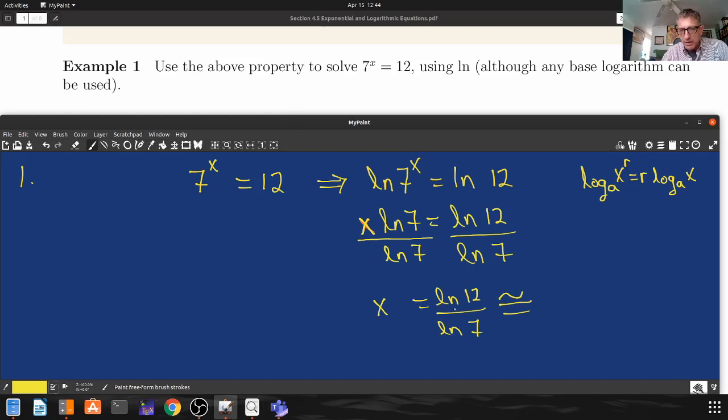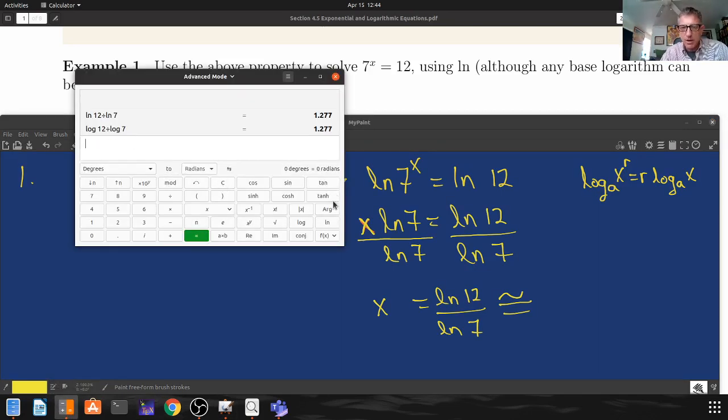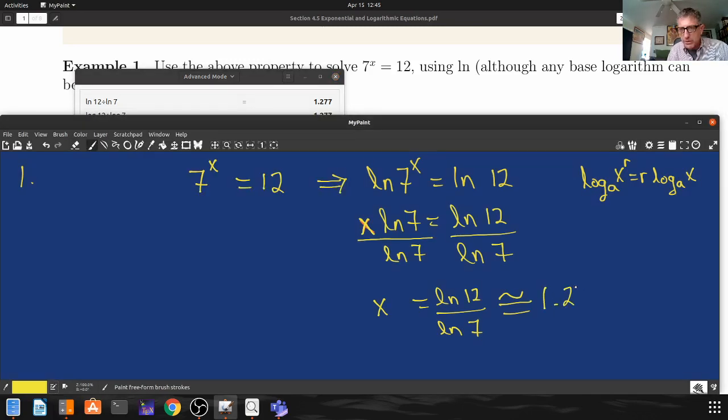Let's find out the approximate value of that. This right here, the natural log of 12 divided by the natural log of 7, that is exact. But it doesn't give us much information. I have no idea where to locate it on the number line. So to find out where it is on the number line, let's compute it. Natural log of 12 divided by the natural log of 7, and I get an approximate answer. The book is rounding off 3 places past the decimal, so that's 1.277.